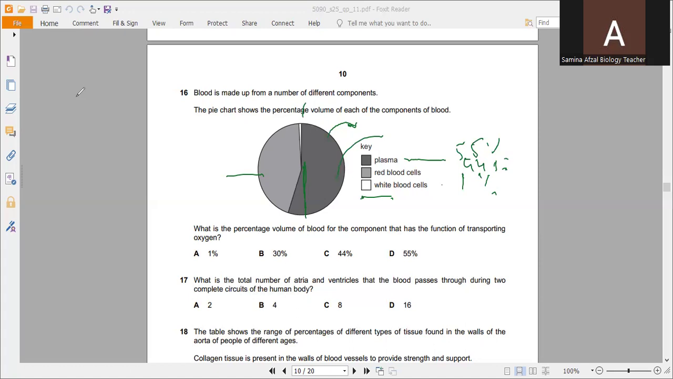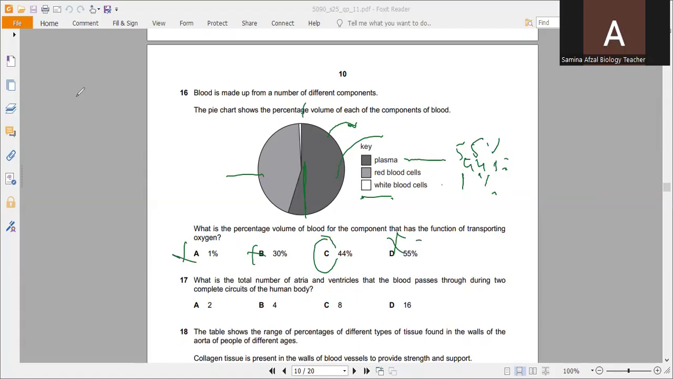So plasma is always in the majority, which is 55%. White blood cells and platelets make up a very small sliver. You can say it is less than 1% or around 1%. So C is the correct option. A, B, and D are not the correct options.